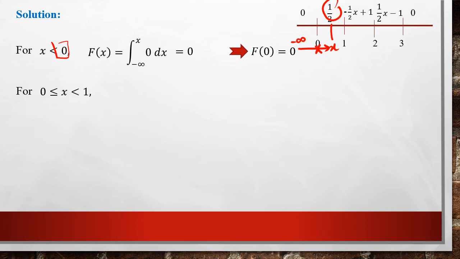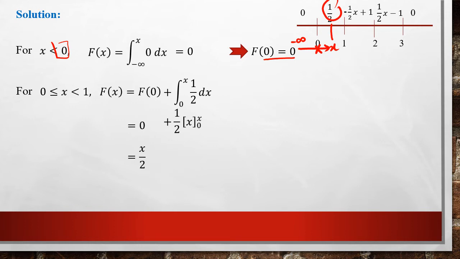So for the interval 0 to 1, the capital F of x is, we start with F of 0 first, because we already found F of 0 from the first function, and then we continue from 0 up to x, using the function 1 over 2. So F of 0 is 0, and integrating 1 over 2, we get 1 over 2 x, and then substituting 0 and x, we get x over 2. Okay, so that settles the second interval.